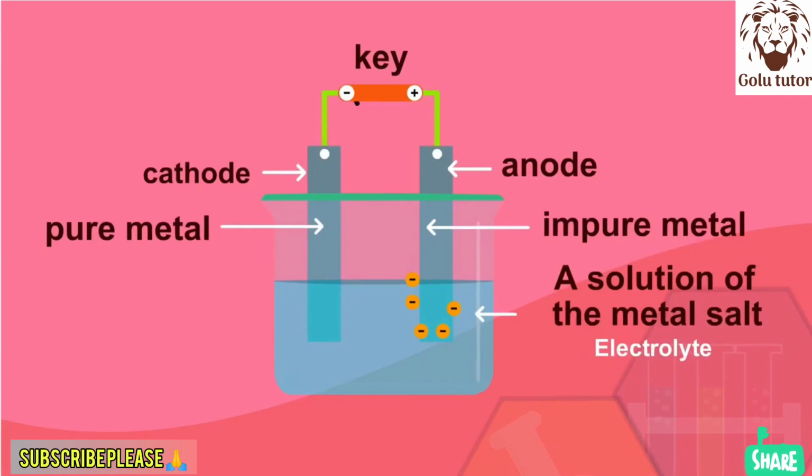On passing the current through the electrolyte, the pure metal from the anode dissolves into the electrolyte. An equivalent amount of pure metal from the electrolyte is deposited on the cathode. The soluble impurities go into the solution, whereas the insoluble impurities settle down at the bottom of the anode and are known as anode mud.